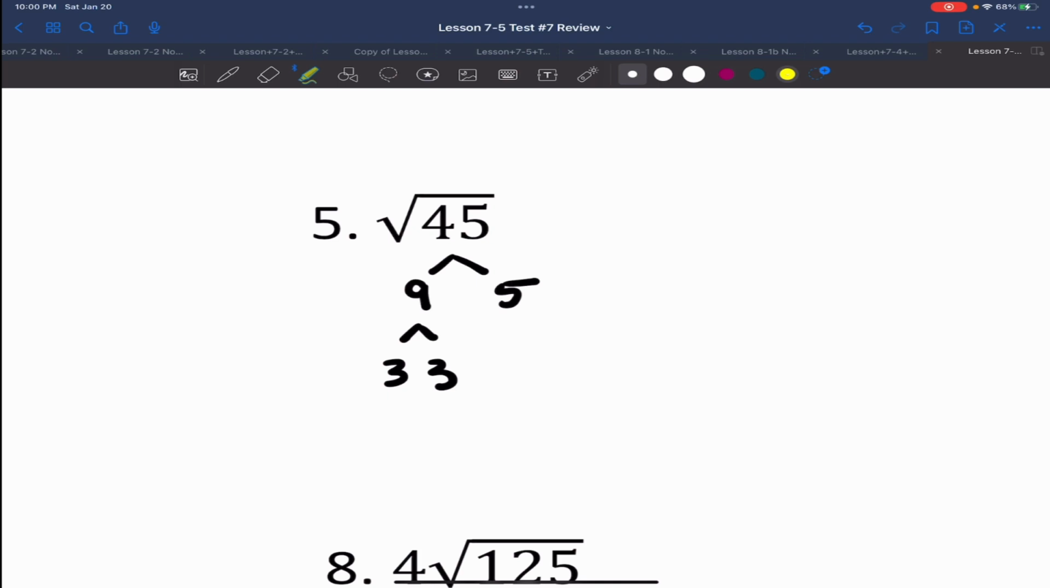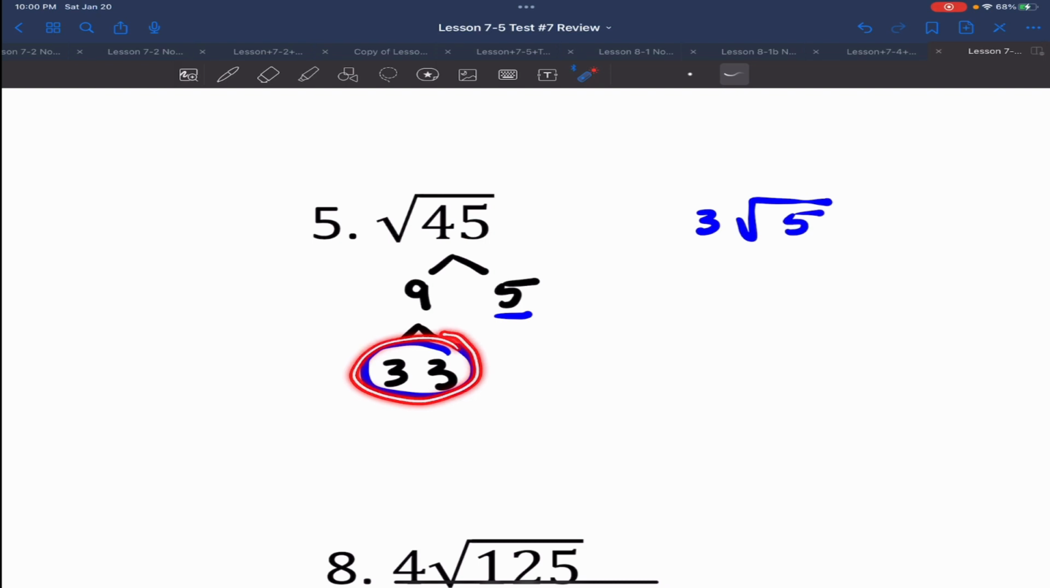So I can go ahead and circle the pair of 3s and underline that 5 because this is a pair and 5 does not have a pair. So what do I have? Well, I have 3 root 5. You're going to look at that pair. You're going to eliminate one of the 3s, and that other 3 will go outside of the square root. And if there was a number here originally, you're going to multiply 3 by that number.